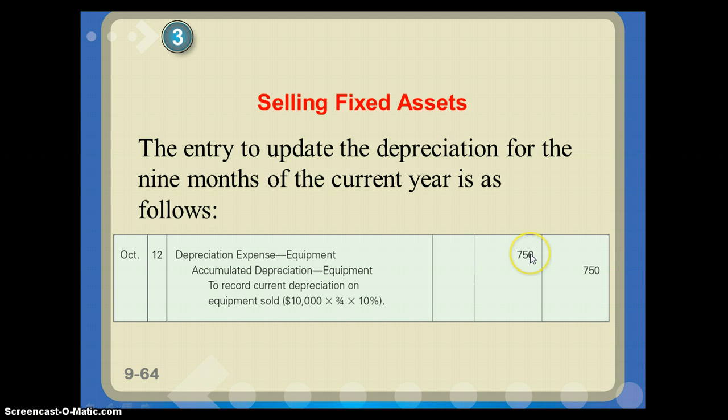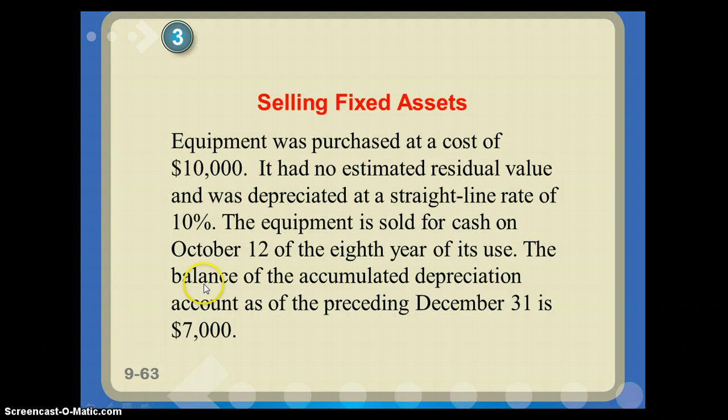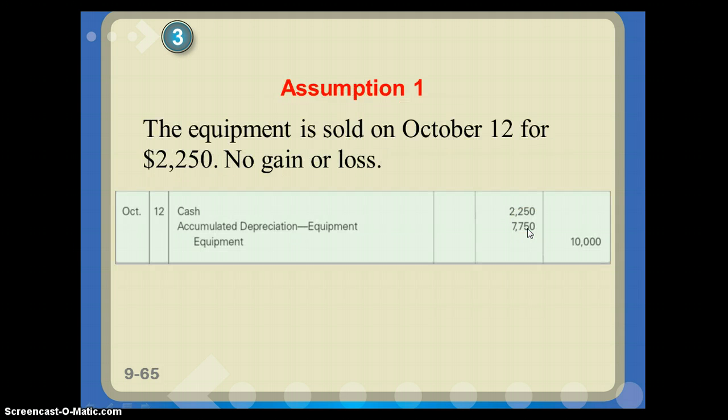We have to update that accumulated depreciation. So there's our update. Then we go ahead and sell it. The equipment is sold for $2,250, no gain or loss. So what we have here is our cash of $2,250. We have to get rid of the whole value of the equipment because the equipment is gone. And in this case, we just have the rest for accumulated depreciation, because that is the depreciation that was in our account, the balance of our accumulated depreciation account, which you can see was $7,000 as of December 31st, plus the $750 for this current year. We take it out of accumulated depreciation because we were on track, so we sold it for no gain or no loss.